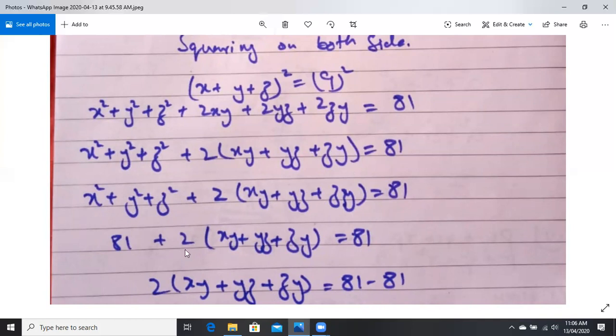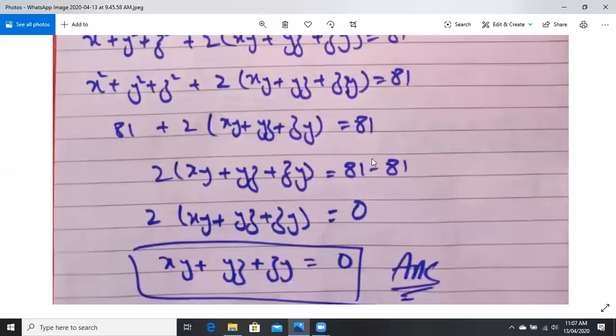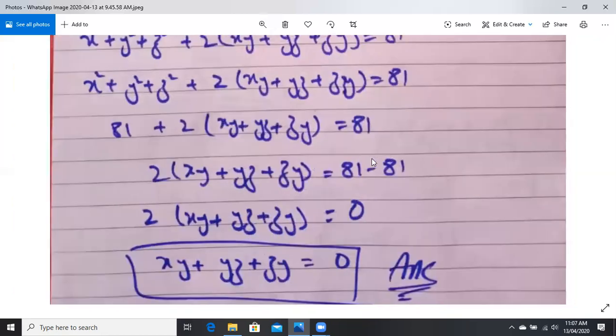So equal to 81. So the value of x square plus y square plus z square is 81. So I put the 81 and 2 and multiple of the whole numbers like xy plus yz plus zx. So 81 is at the left side of the equation is plus, so this will be minus at the right side of the equation. So 81 minus 81, which is 0. And 2 is multiplied at the left side of the equation, this will be divided. So 0 divided by 2, which is also 0. So the answer is xy plus yz plus zx equal to 0.